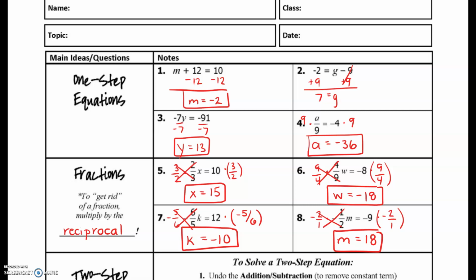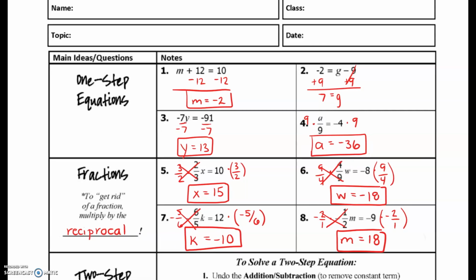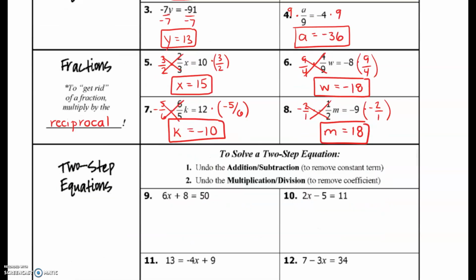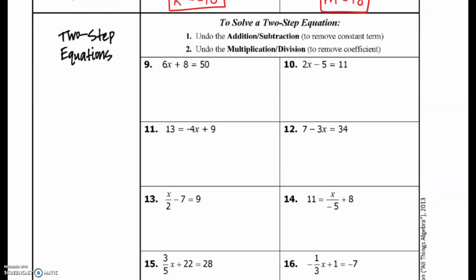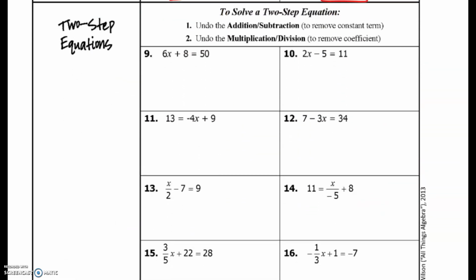Now, utilizing that concept of inverse operations and multiplying by the reciprocal, we have two-step equations. You will notice the two steps that are listed here. The first thing we are asked to undo is the addition or subtraction in order to remove the constant term. In number 9, we want to remove the constant term plus 8 in order to start to solve for the variable. To get rid of adding 8, we will subtract 8 from each side.